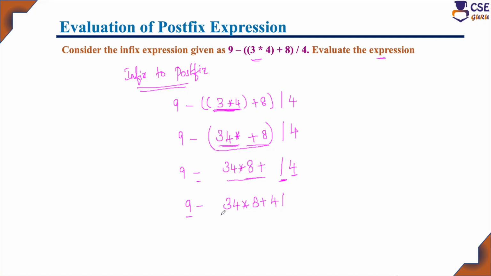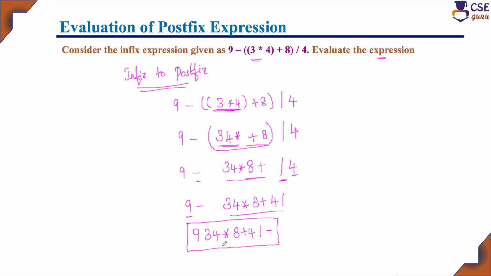Operand 1 is 9. This whole thing will be considered as operand 2. So the first operand is 9. The second operand is 3, 4 star 8 plus 4 division. And what is the operator here? It is minus. So this is the postfix expression for this given infix expression.